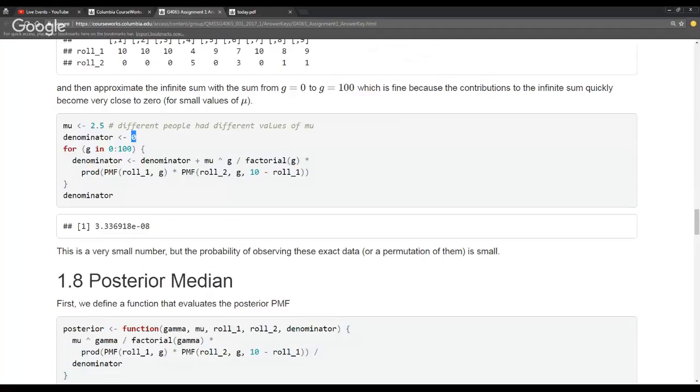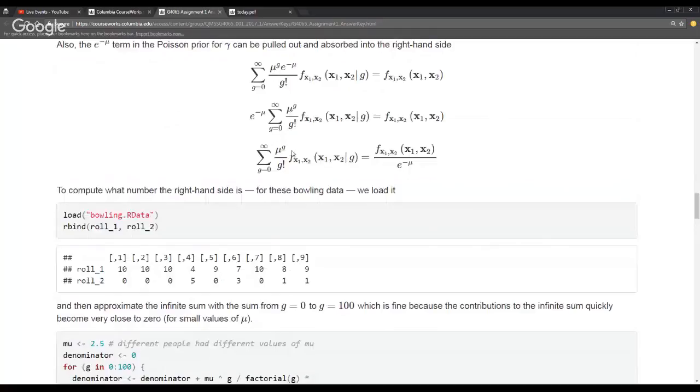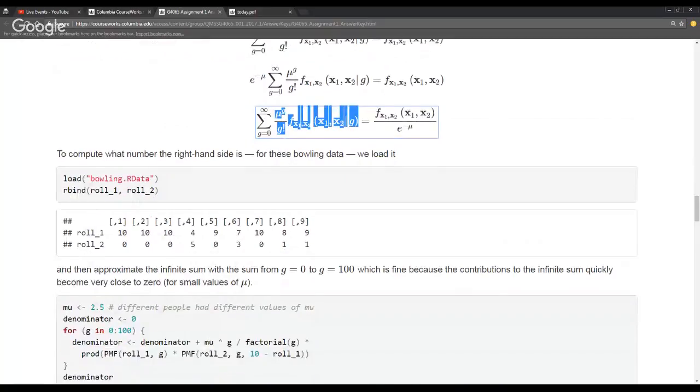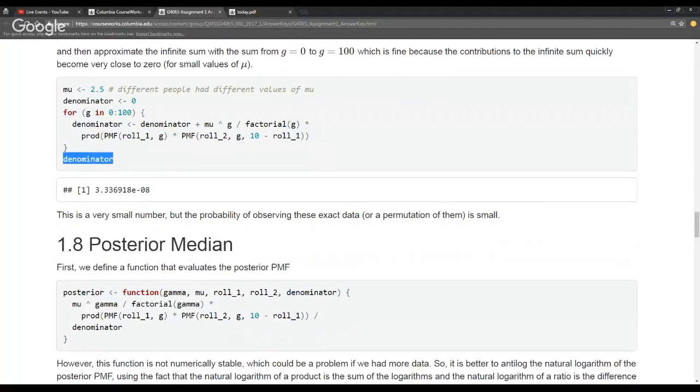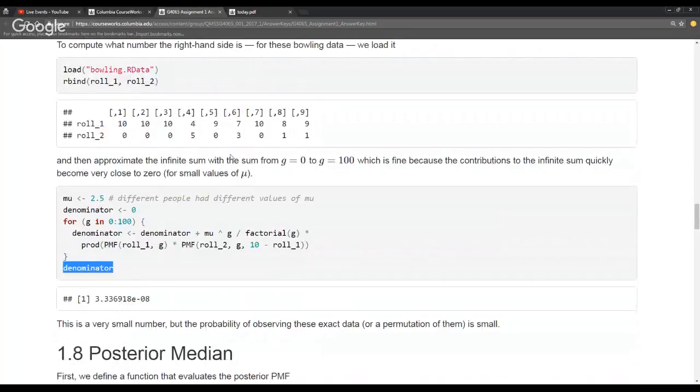So we'll do a for loop from 0 to 100, add to the denominator basically this piece here, but in our code. Sum it all up. After the end of the for loop, we can print out what the denominator is, and it's some number like 3.34 times 10 to the negative 8. And that sounds like a very small probability, and it is, but that is representing the probability of observing exactly these 9 frames of bowling, or some permutation of it, because we assume that they're independent of each other.